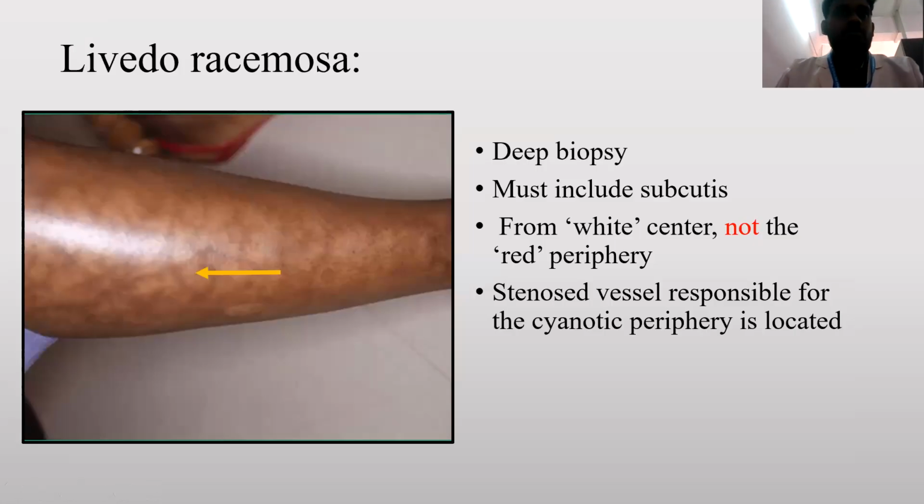Livedo racemosa basically presents with a net-like erythema, and we should take a deep biopsy here, including the subcutaneous tissue, from the white center and not the red periphery. The white center is where the thrombus is located, right? The stenosed vessel is responsible for the cyanotic periphery. So basically the center is where the clot is located, and you have to take the biopsy from the center here, not from the periphery.